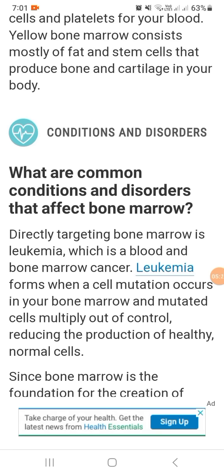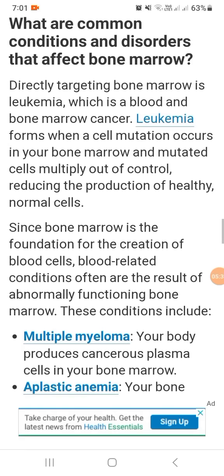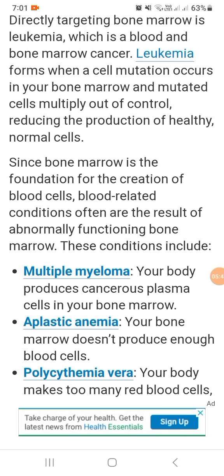Leukemia. What is blood and bone marrow cancer? Leukemia forms when a cell mutation occurs in your bone marrow and mutated cells multiply out of control, reducing the production of healthy normal cells. Since bone marrow is the foundation for the creation of blood cells, blood related conditions often are the result of abnormally functioning bone marrow. These conditions include multiple myeloma, where your body produces cancerous plasma cells in your bone marrow. Aplastic anemia: your bone marrow does not produce enough blood cells.